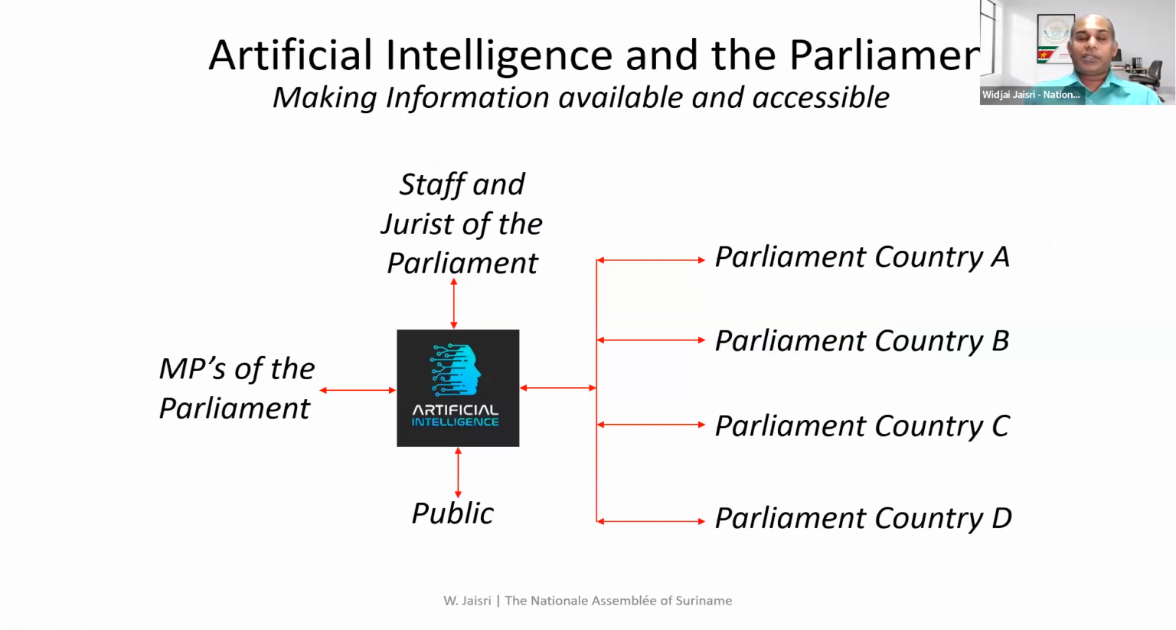Our topic for this meeting is artificial intelligence and the Parliament, making information available and accessible. What I have here is a small graph with artificial intelligence in the middle, and that connects parliaments from other countries, our staff and jurists from the Parliament, also MPs of the Parliament, but also the public. Based on credentials that we want to create in the artificial intelligence, we can decide what is accessible and what is available for whom.